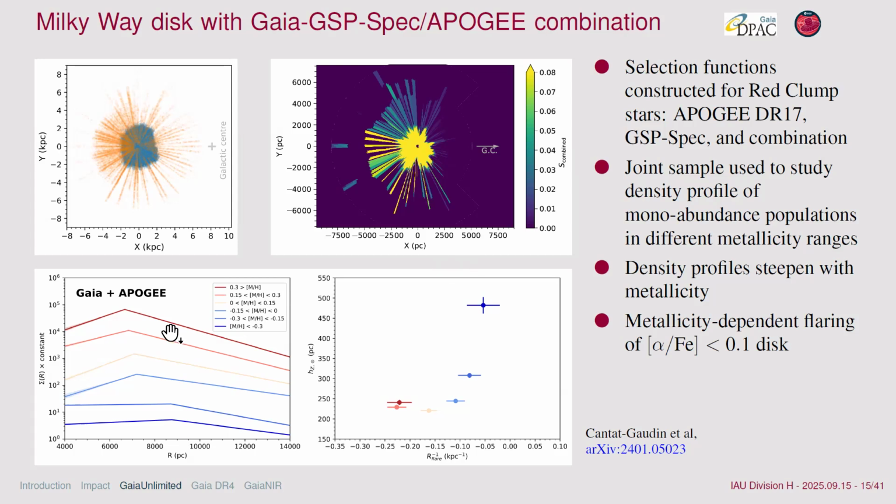And this allowed us to study the structure of the galactic disk split according to metallicity of the various populations. And one of the things that was noticed in this study is that there is a metallicity-dependent flaring of the alpha-poor disk, which you see here in the bottom plot.